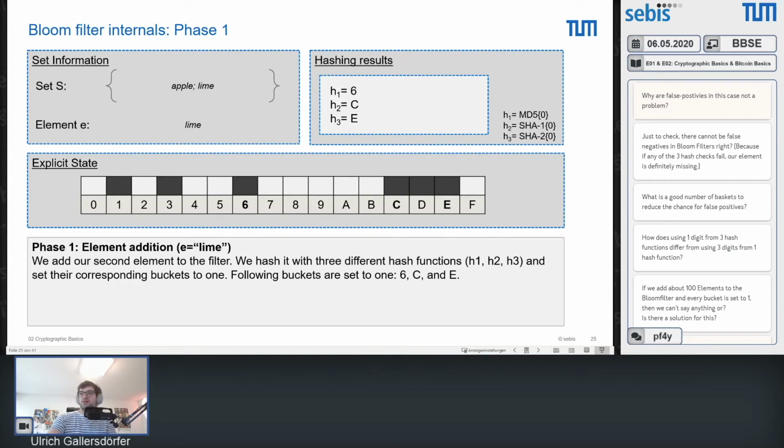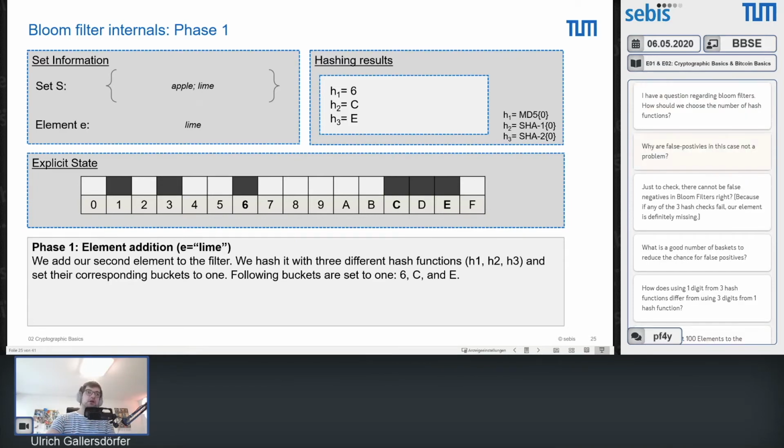What is a good number of baskets to reduce the chance for false positives? I don't have an answer to this, because it depends on how many elements you want to store, what your storage requirements are, and stuff like that. I searched on the internet to provide these answers for you, but there is a little bit of a lack of literature out there. So you can always assume there are sufficient baskets for a Bloom filter.